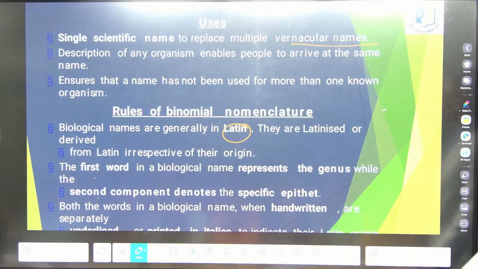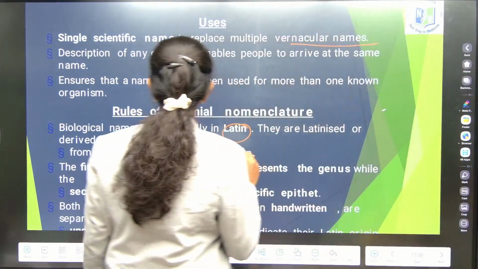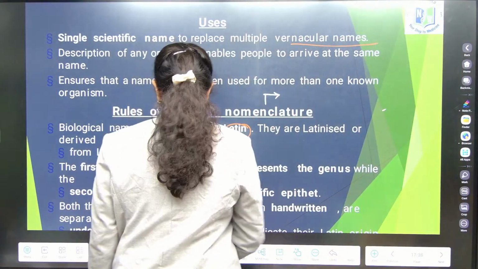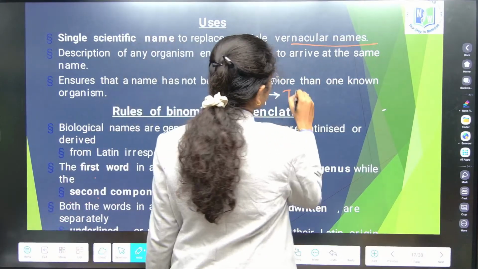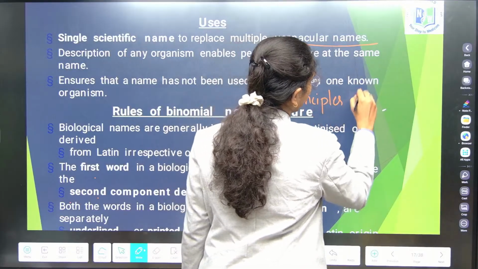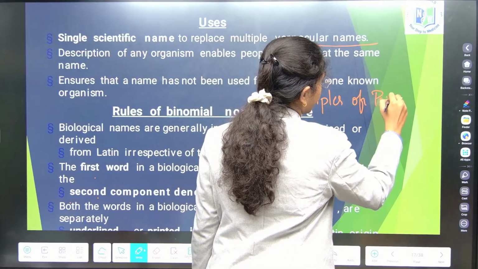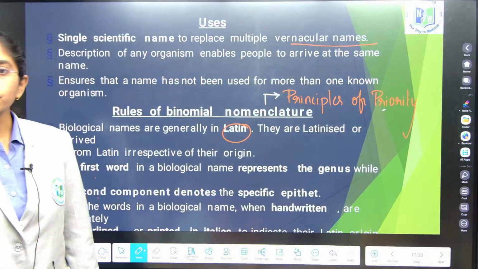One more rule which is not described here, that is the major rule, which is known as the principle of priority. What is the principle of priority?